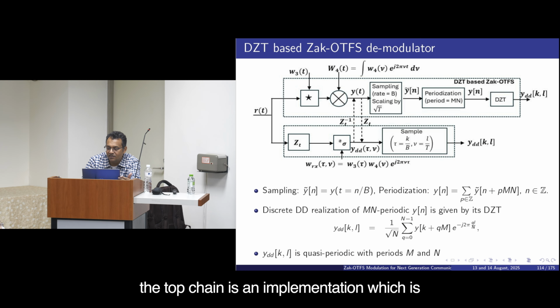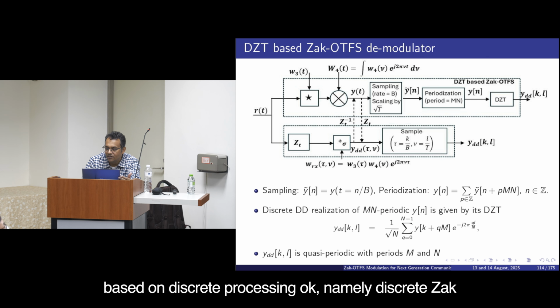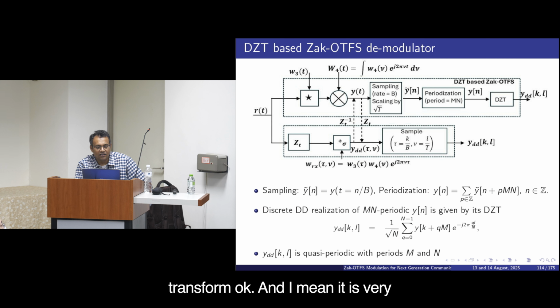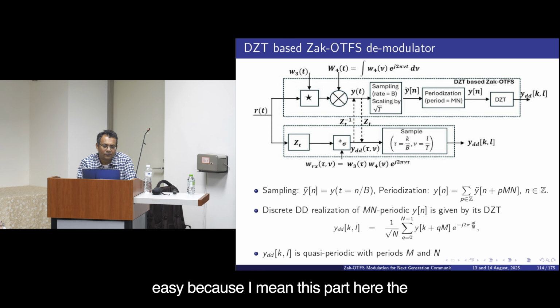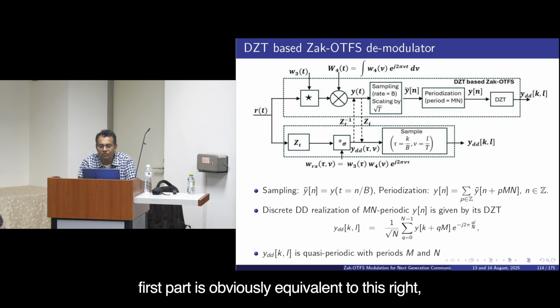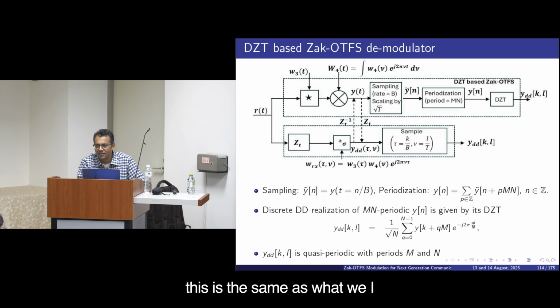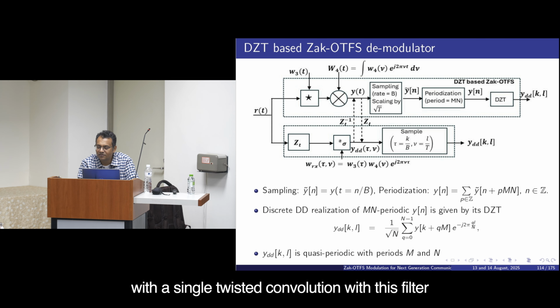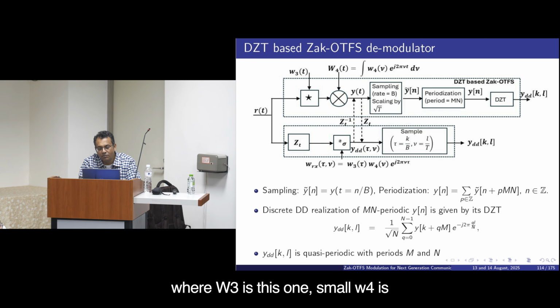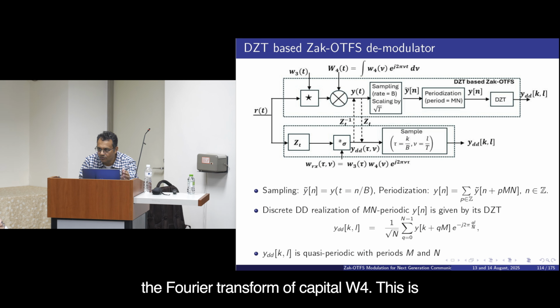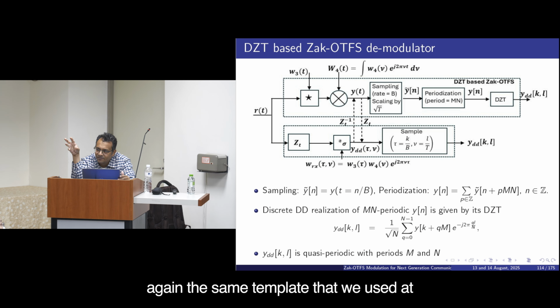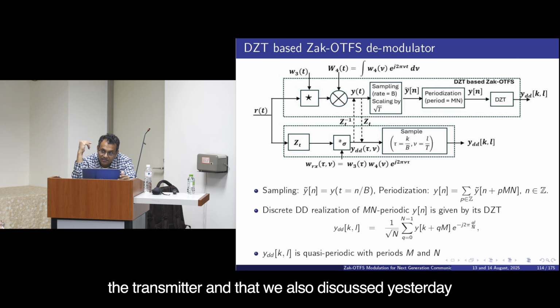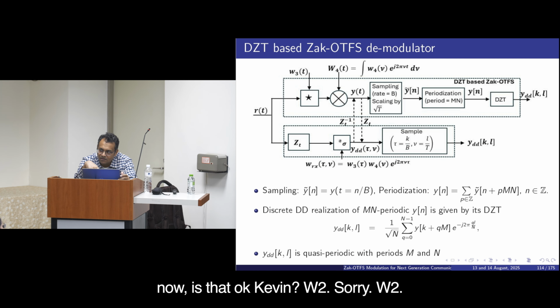So, the top chain is an implementation which is based on discrete processing, namely the discrete Zak transform. It is very easy because this first part is obviously equivalent to this, right. This is also filtering. So, this followed by this you can replace with a single twisted convolution with this filter, where W3 is this one, and small w4 is the Fourier transform of capital W4. This is again the same template that we used at the transmitter and that we also discussed yesterday. I just did a recap of that just now. Is that okay, Kevin?